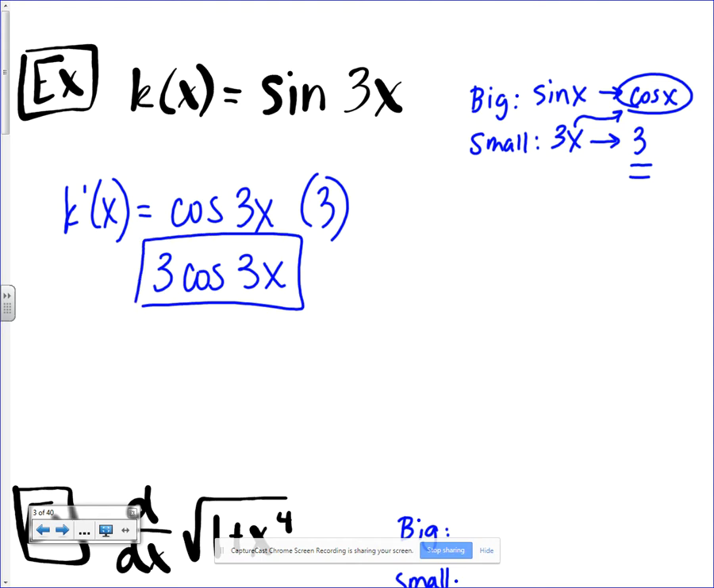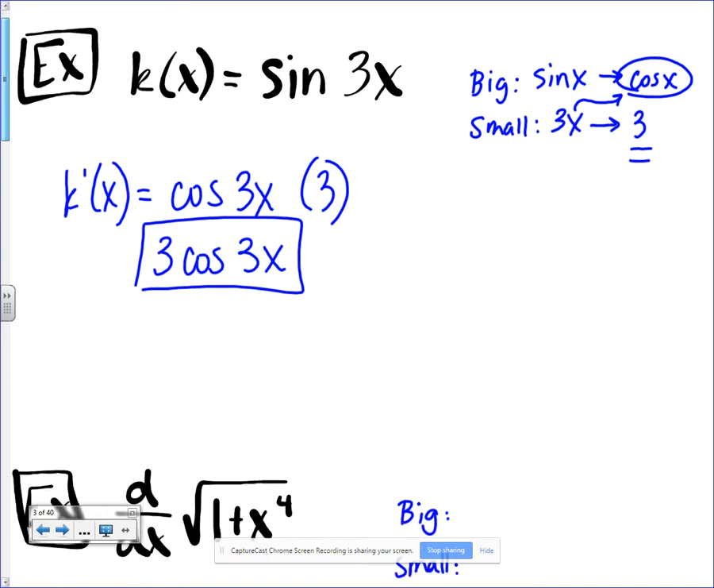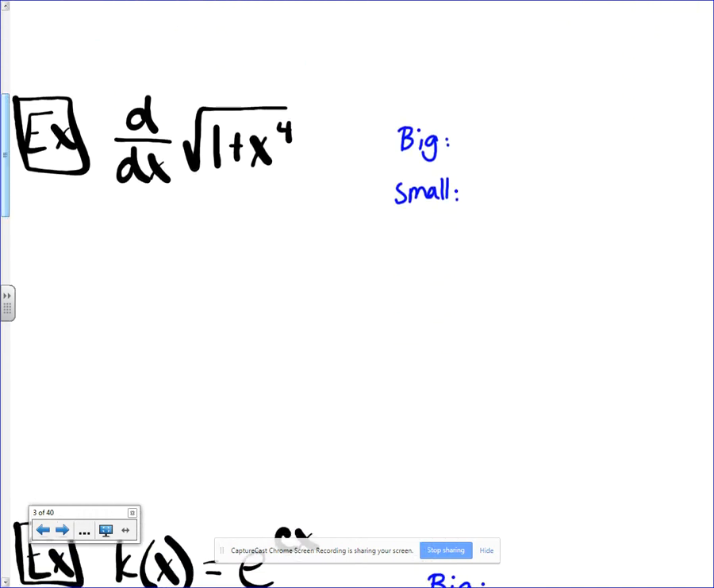You must determine what the big function and the small function are and find their derivatives. So let's try again. Well, first thing I'm going to do is I'm going to rewrite this, and I'm going to make this to the 1/2 power. So what is the big function? The big function here is x to the 1/2, which means the small function is that.